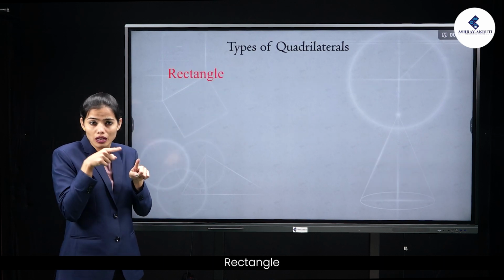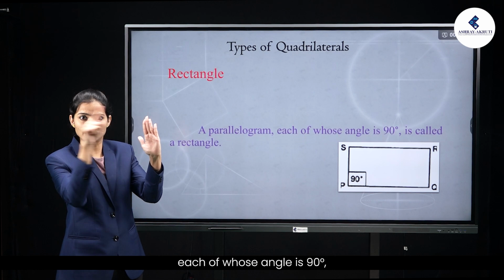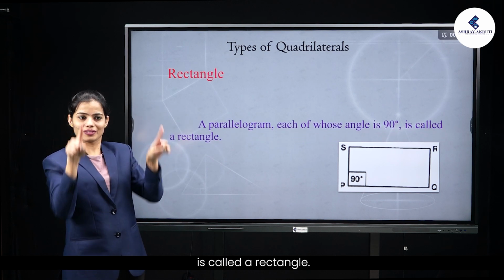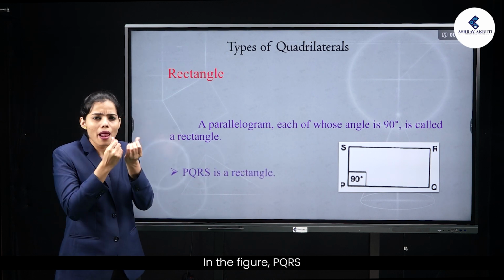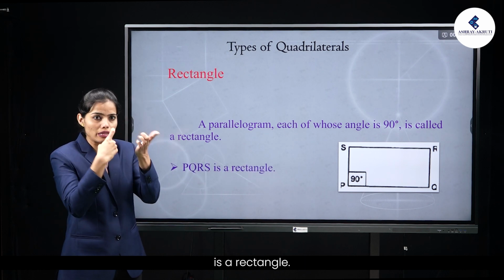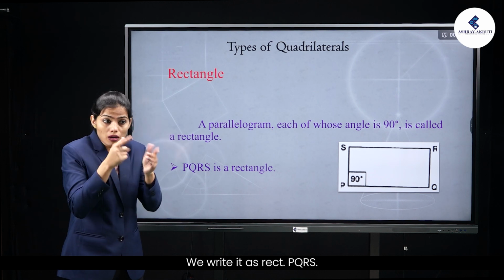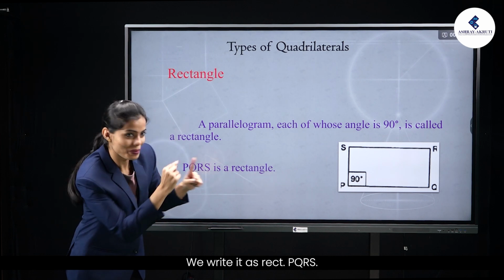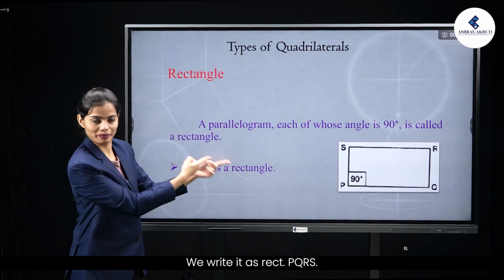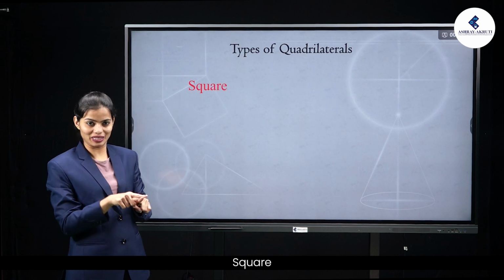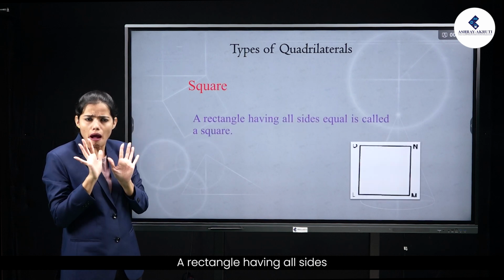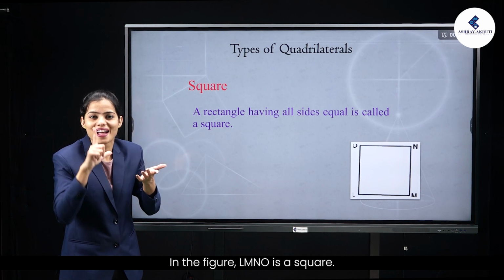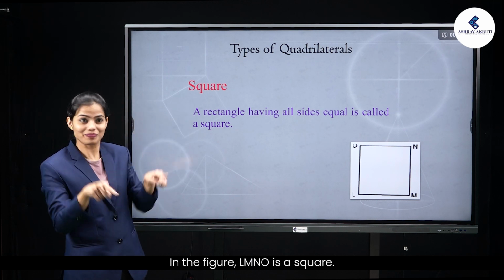Rectangle. A parallelogram, each of whose angles is 90 degrees, is called a rectangle. In the figure, PQRS is a rectangle. We write it as rect PQRS. Square. A rectangle having all sides equal is called a square. In the figure, LMNO is a square.